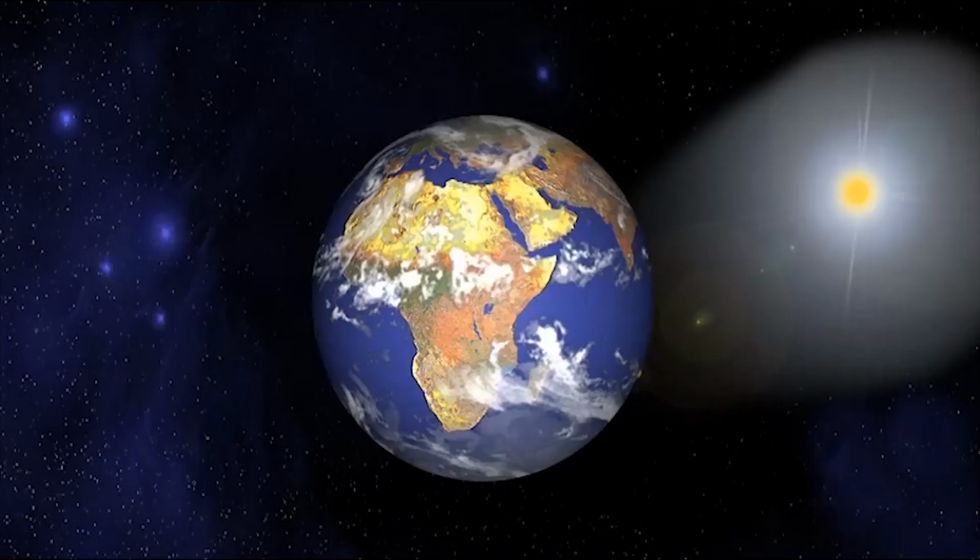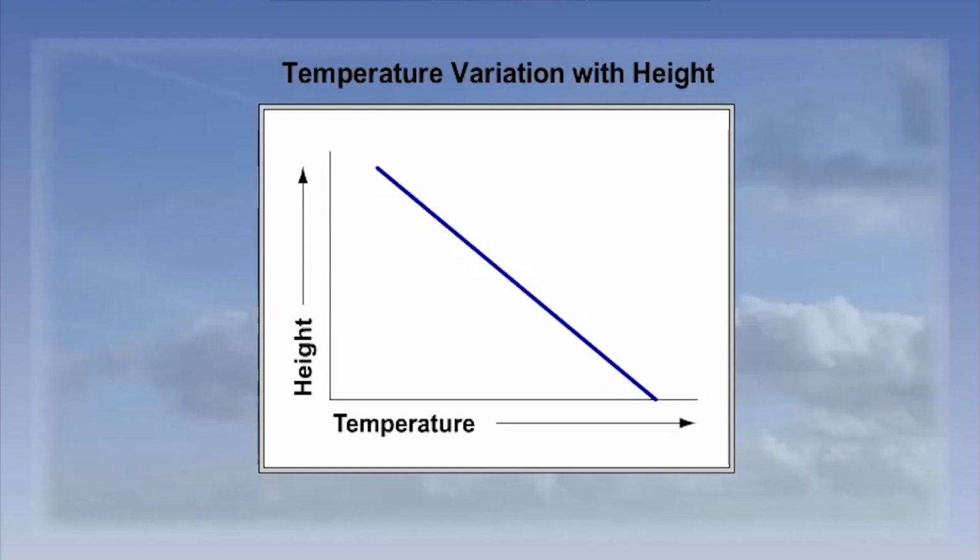So, we have established that the sun primarily heats the Earth's surface, which then, by various processes, heats the atmosphere from below. We stated that this is the reason the temperature generally falls with increasing height.